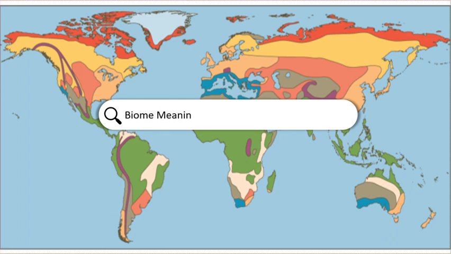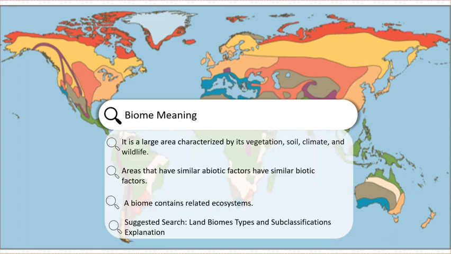First, we're going to talk about biome meaning. It's a large area characterized by its vegetation, soil, climate, and wildlife. Areas that have similar abiotic factors have similar biotic factors, and a biome contains related ecosystems.